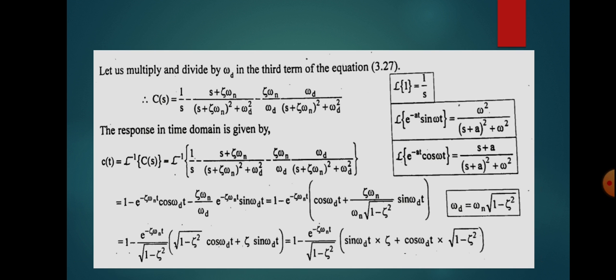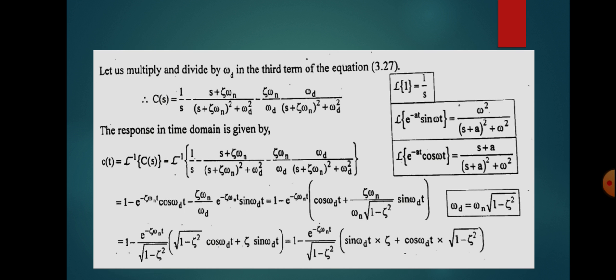So here the first term is 1 by s, whose inverse Laplace transform is 1, and the second term is (s + δωn) divided by (s + δωn)² + ωd². It is in the form of s divided by s² + ωd². So its inverse Laplace transform will be cos ωd t. But you know that here s is shifted to some value δωn. That means you should represent that shift by e raised to minus δωn t.